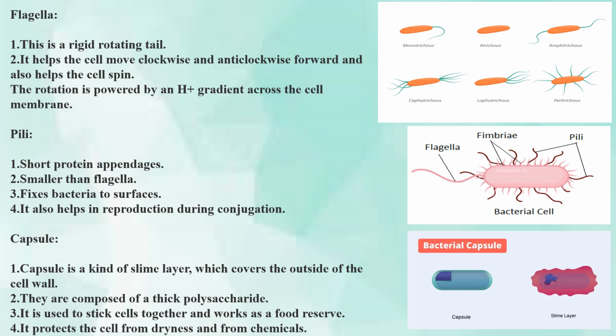Then what is a capsule? Can you see the difference between a capsule and a slime layer? A capsule is a kind of slime layer which covers the outside of the cell wall. They are composed of thick polysaccharides. Polysaccharides are nothing but a carbohydrate classification. It is used to stick cells together and works as a food reservoir. It protects a cell from dryness and from chemicals.